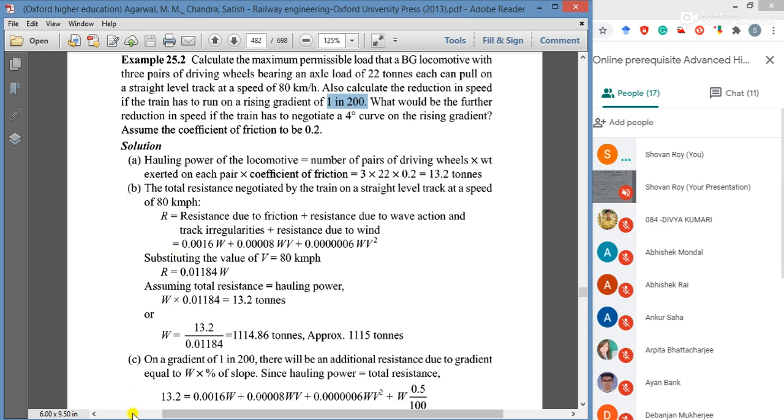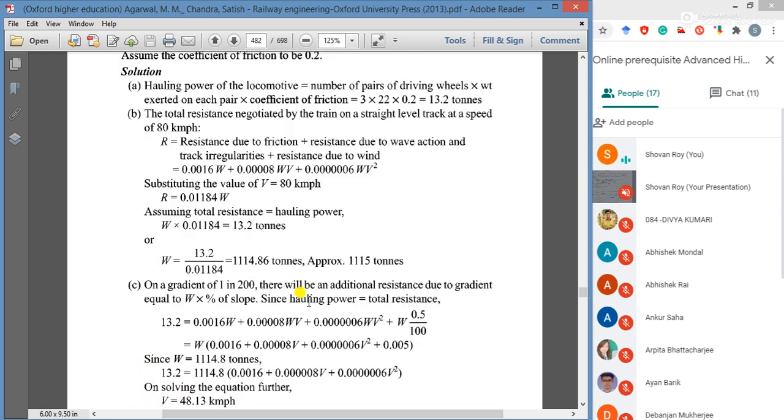Now on a gradient of 1 in 200, there will be an additional resistance due to gradient, equal to W into percentage of slope. Since hauling power equals total resistance, 13.2, again this formula: 0.0016 W plus 0.0008 WV plus 0.000006 WV square. Now gradient is introduced, so the formula of gradient will be added to this formula, that is W into 0.5 by 100.